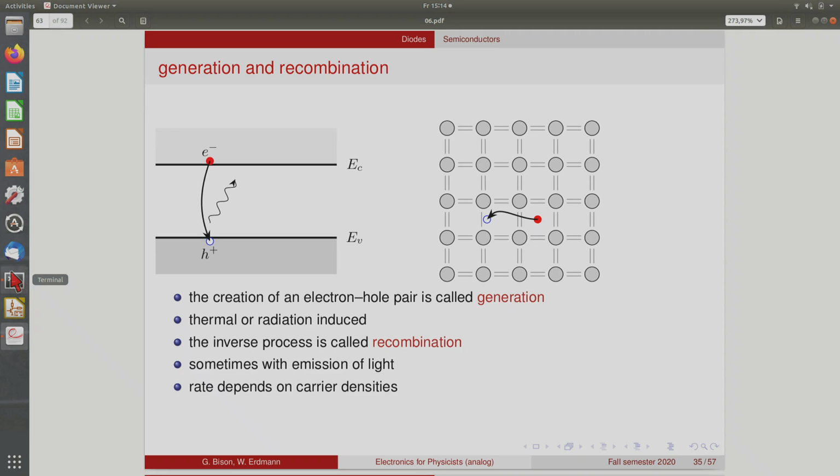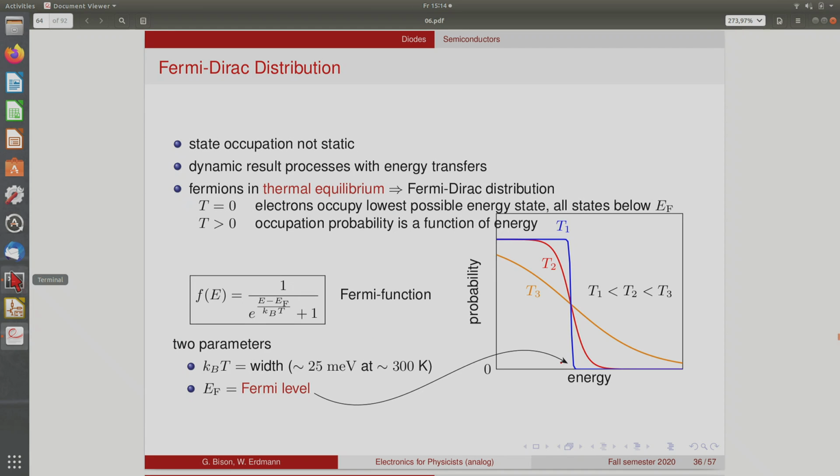So from now on, we will more and more not care about the valence electrons at all. And when we say electrons, we really mean the mobile charge carriers, right? And the holes are obviously the corresponding holes.